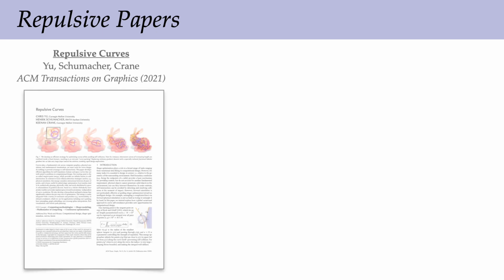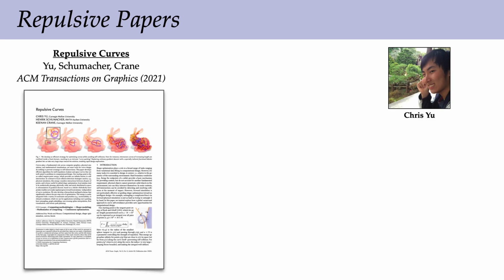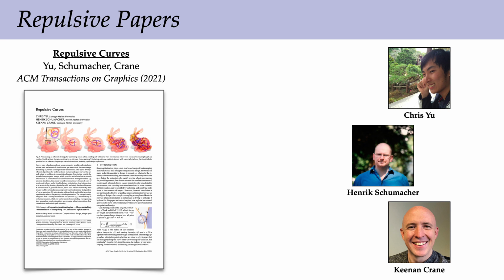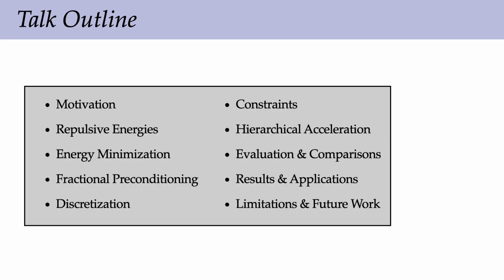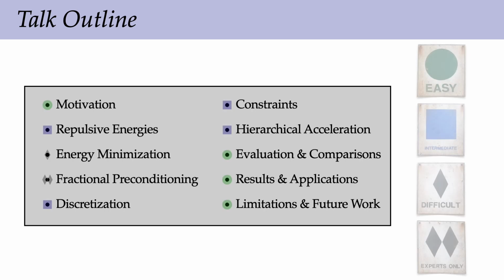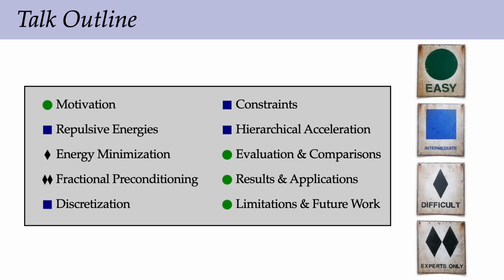The work I'll discuss comes mainly from two papers, one on repulsive curves with Chris Yu and Henrik Schumacher and myself, and then one on surfaces, also with Caleb Brackenseek. Here is a high-level outline of the talk, and I know how easy it can be to shut off a video as soon as you feel lost, so I've organized the talk into levels of difficulty. If at some point you feel like giving up, well, you might still find something cool and interesting by just skipping to a later section.